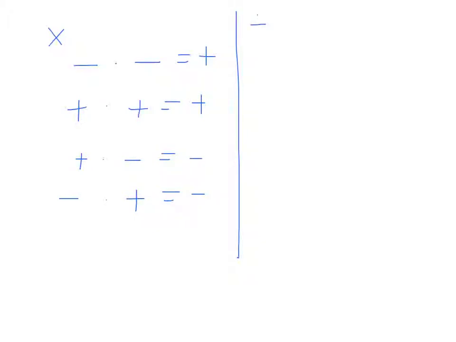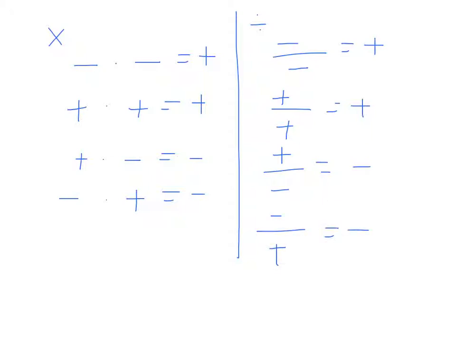Well, the same goes for division. If we have a negative value over negative, it will be positive. If we have positive over positive, it will be positive. If we have positive over negative, it will be negative. And then negative over positive will be negative.